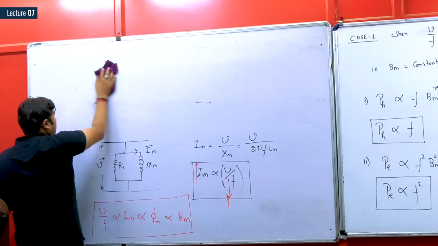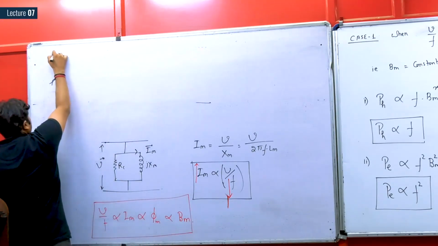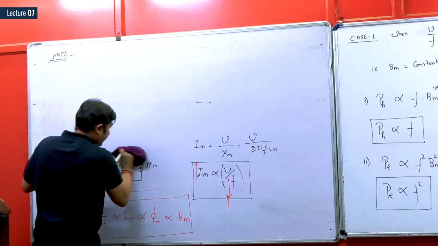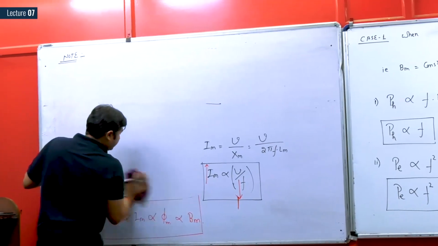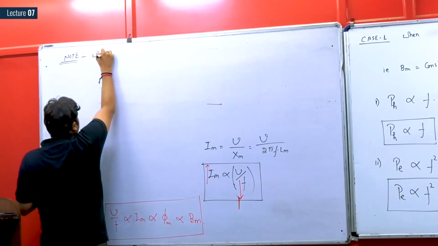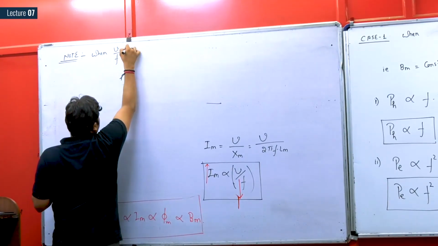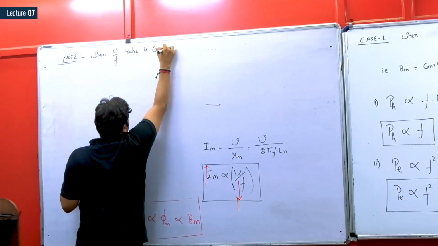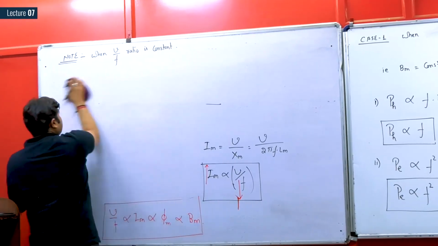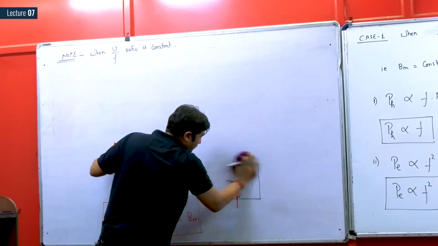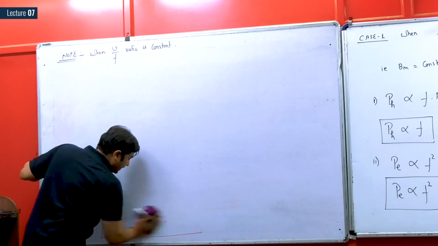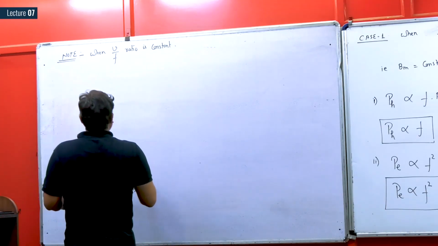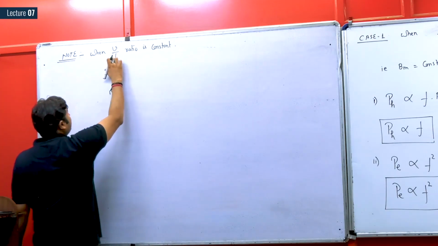A small note. See, we have to keep this note in our mind. When V by F ratio is a constant, that is Bm is constant. When V by F ratio is constant, it means the maximum operating flux density is constant.